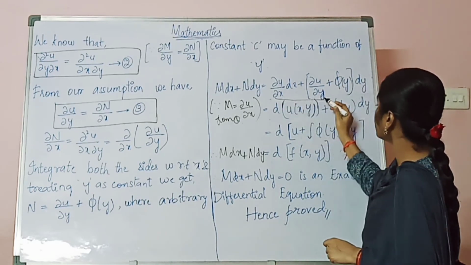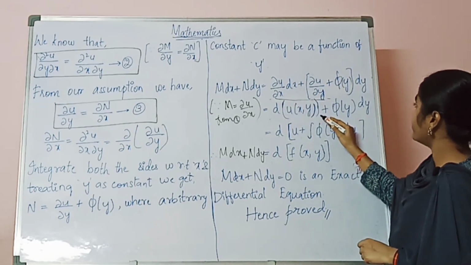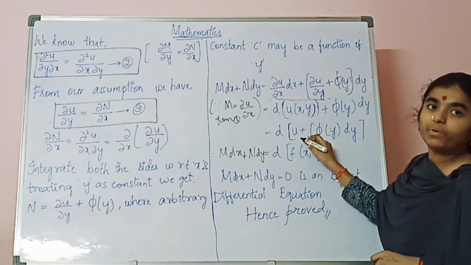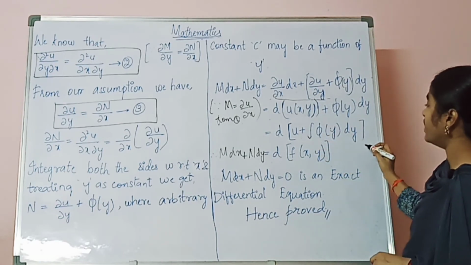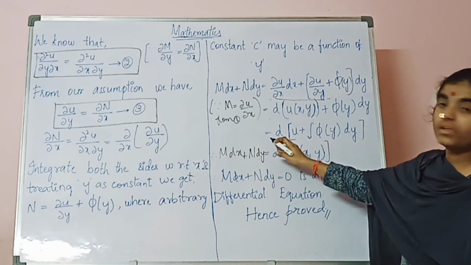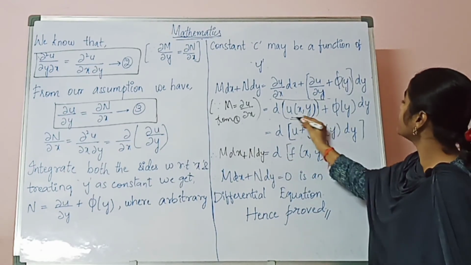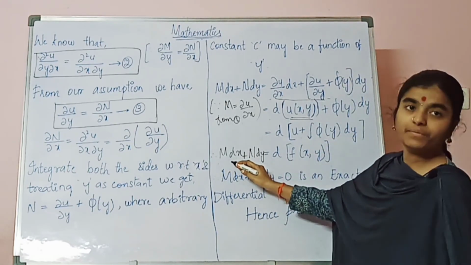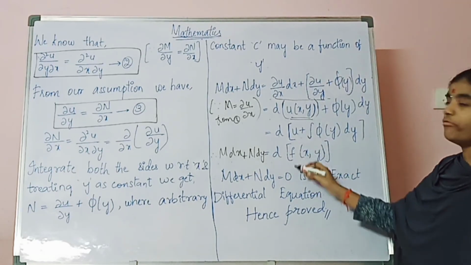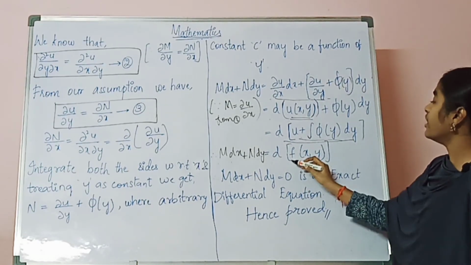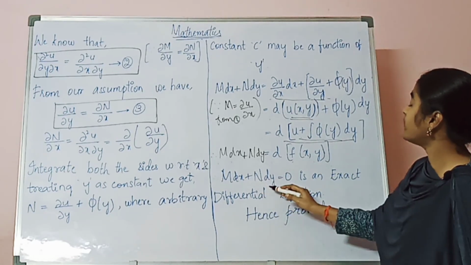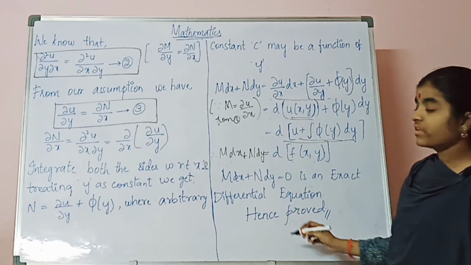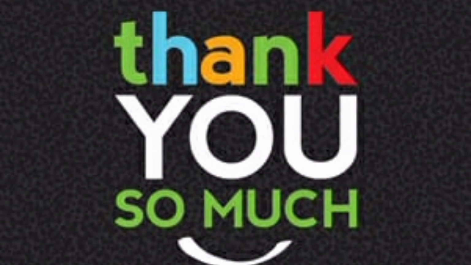Now this we consider as d of u of x comma y plus pi of y dy, equals d of u plus integral pi of y dy. Therefore m dx plus n dy equals d of f of x comma y, so this equals f of x comma y. Therefore m dx plus n dy equals 0 is an exact differential equation.